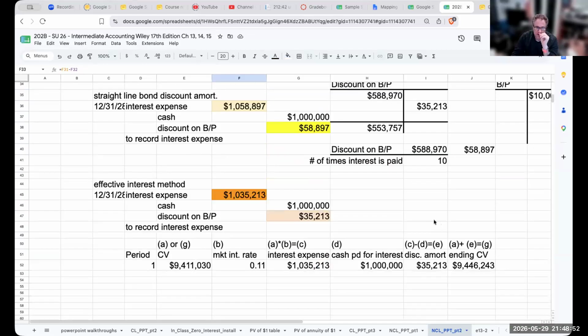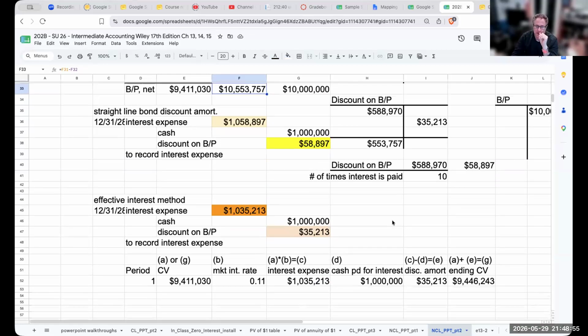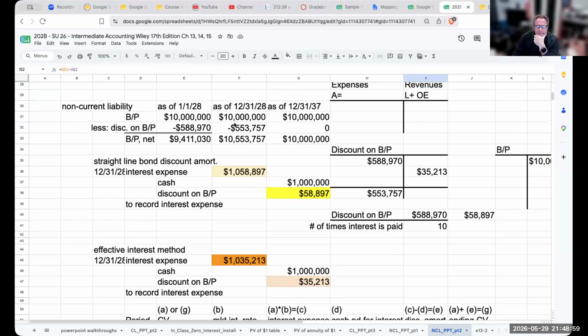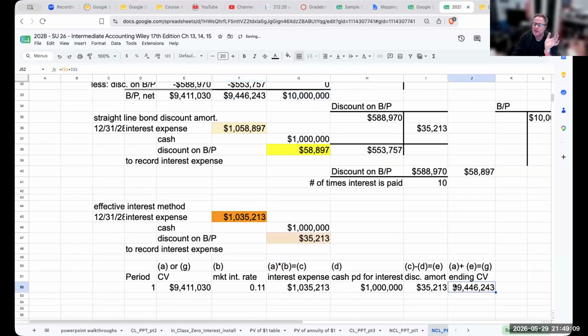So as I'm looking at this, my ending carrying value, I did a double negative, sorry. 9,446,243, almost screwed that one up. We didn't do it though. It's okay. We can make mistakes. We want to make mistakes when practicing, not in practice. Okay. So right over here, we've got our ending carrying value.